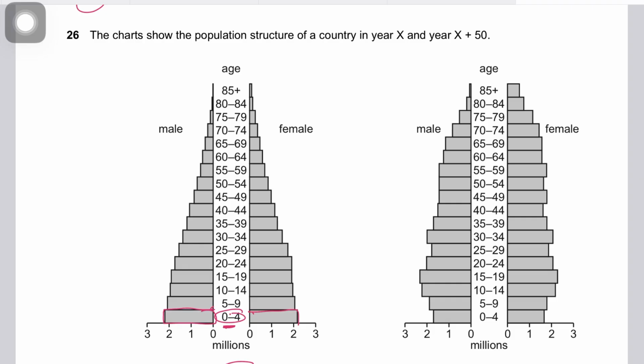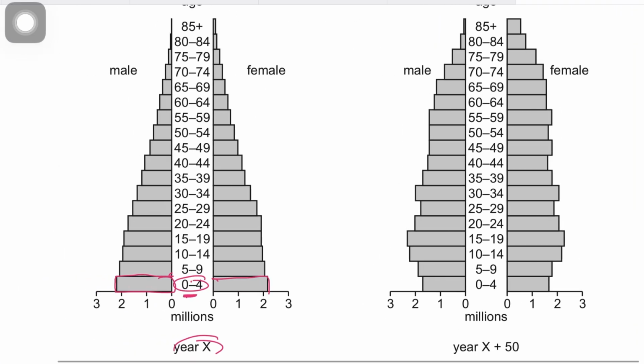But look at year 2050, year X plus 50. It's fallen to 1.5 million and fallen to 1.5 million. So the base is narrowing, right? This base is narrowing down in year X plus 50, which means that fewer babies are being born, which means birth rate is falling. So birth rate is falling.